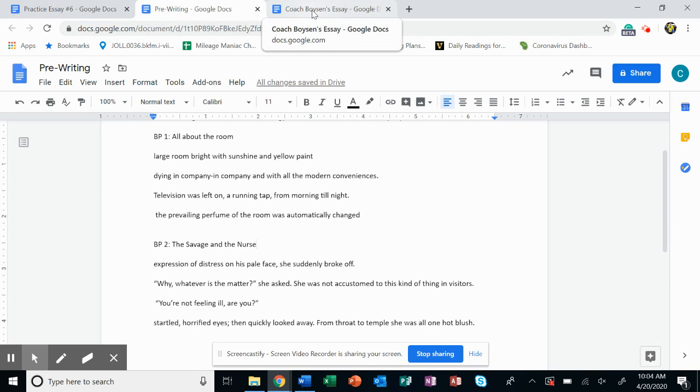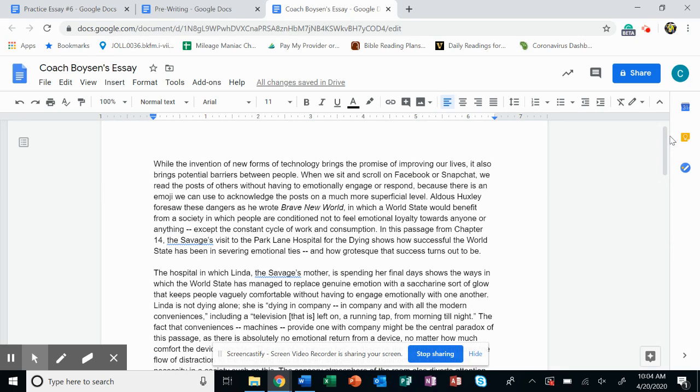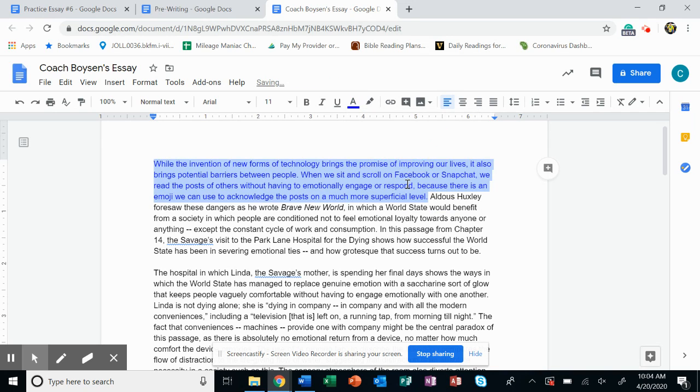So next, here's a sample essay I wrote. I also uploaded 3 model essays that got 6s. So take a look at those too, because those writers also did a terrific job of taking on the topic. So here's my hook. We'll make the hook blue.